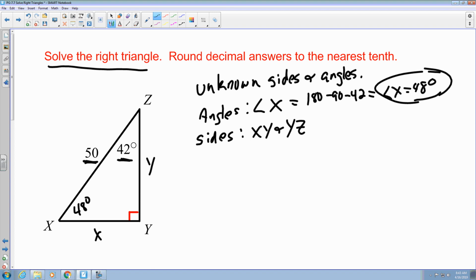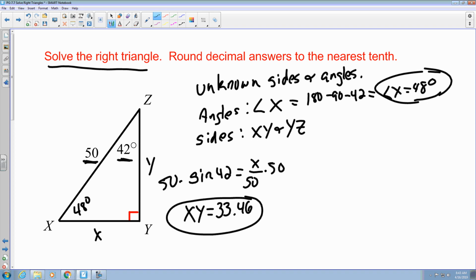So I have opposite over hypotenuse. 50 is our hypotenuse. So opposite over hypotenuse is sine. So sine of 42 is going to equal X over 50. To solve this, multiply 50 to both sides, so I take the sine of 42 times 50, and that means that XY is going to be equal to about 33.46.